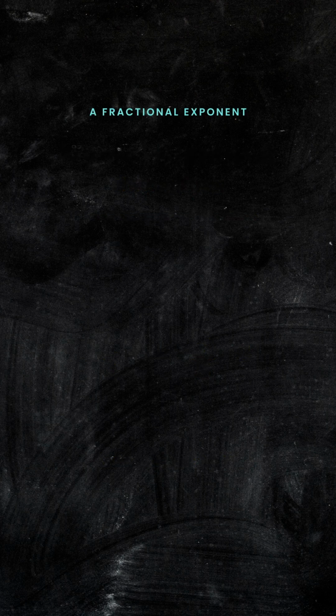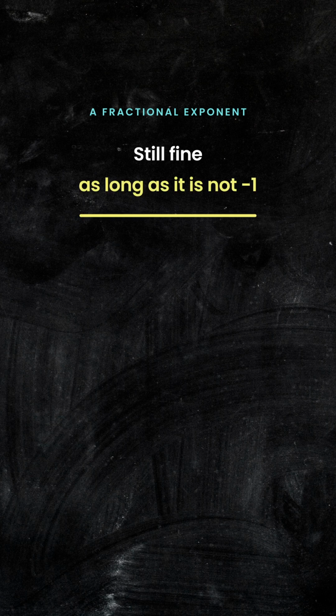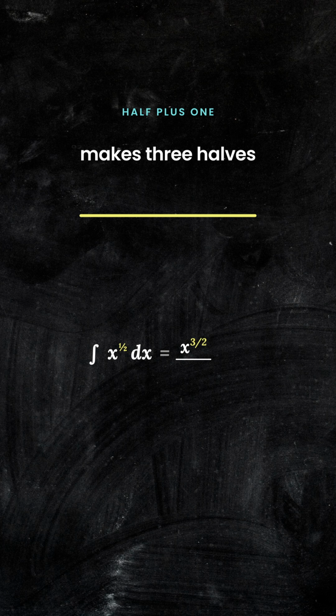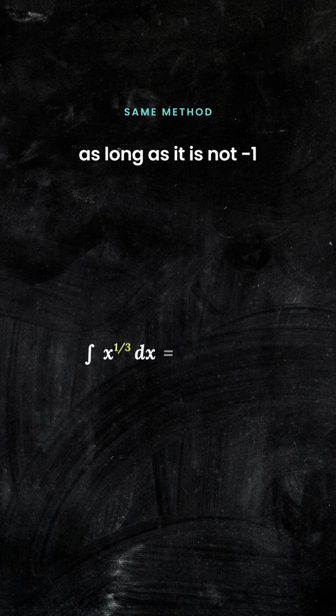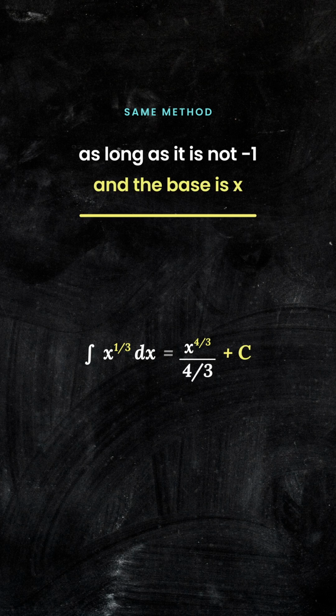Okay, if the exponent is a fraction, we said if the exponent is a constant number, the most important thing is that it not be -1, then we can apply the power rule. For example, if it says the square root of x here, that means the exponent equals 1/2. Same thing, we add 1 to the half, it becomes 3/2, and we take the new exponent and put it in the denominator, then say plus the constant c, then simplify. Here the exponent was 1/3, same thing as long as it doesn't equal -1, and as long as the base is x, we do the same method and say plus the constant c.